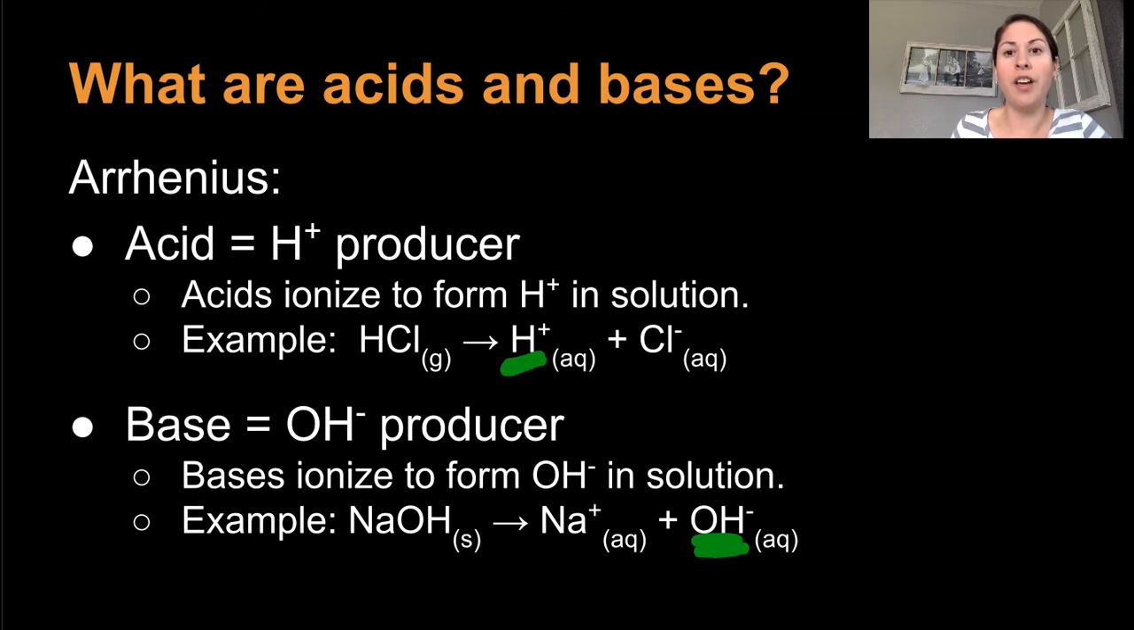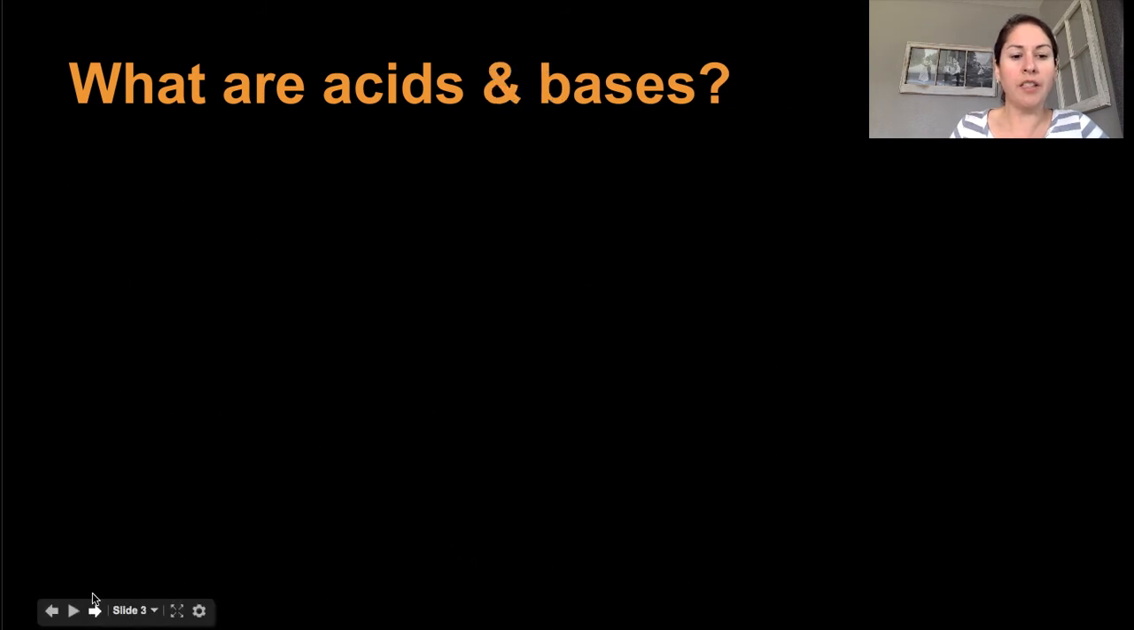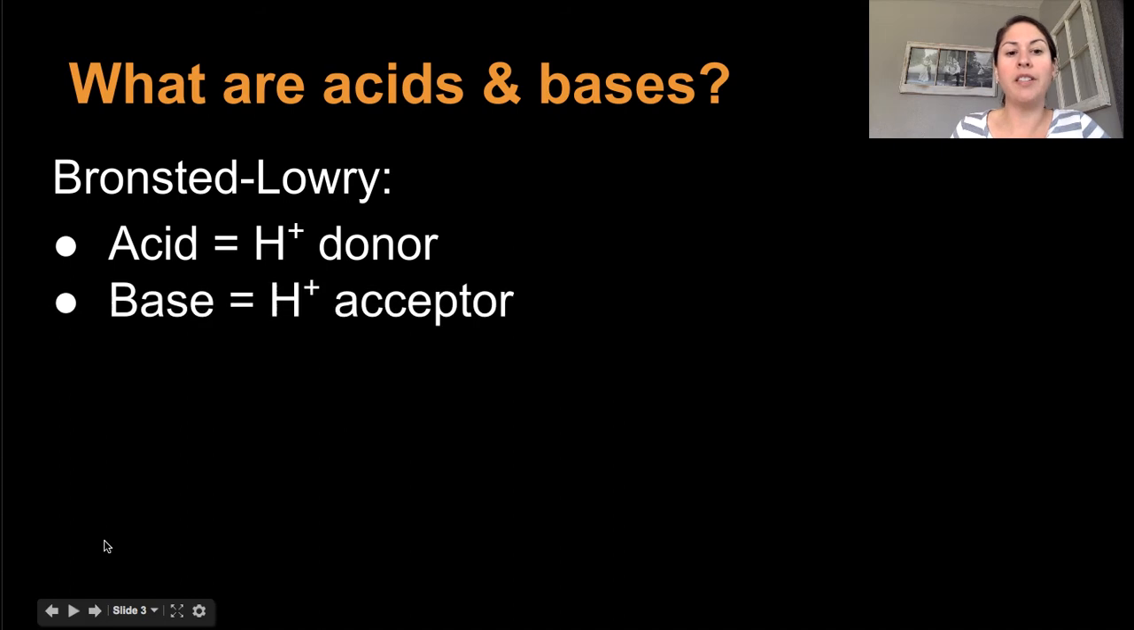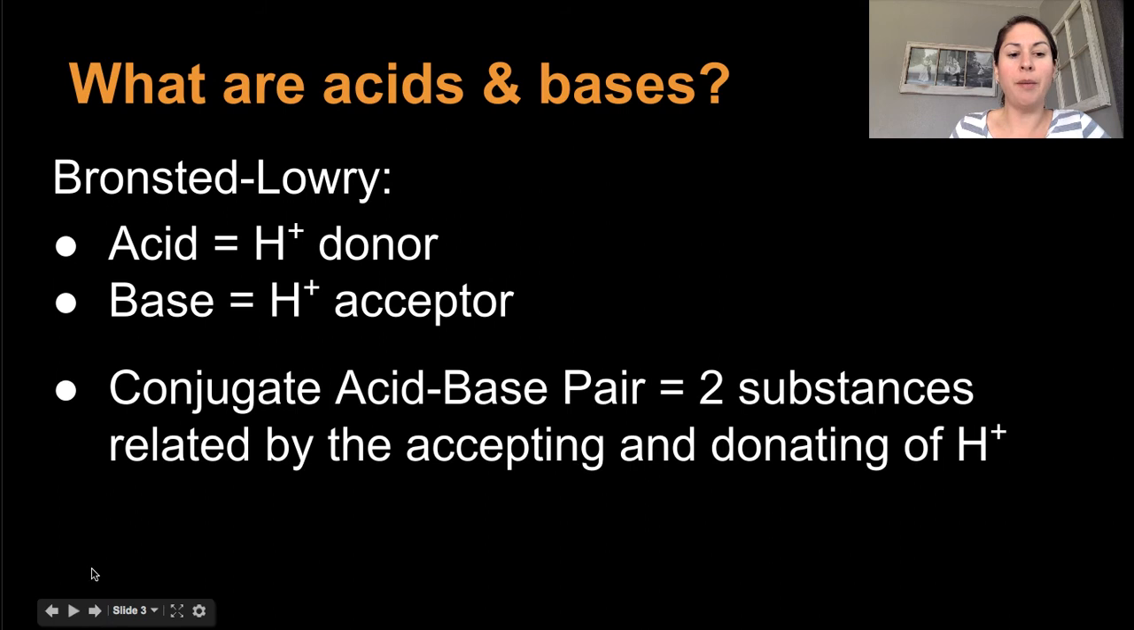And so we have another definition that we're going to take a look at, and that's going to be the Bronsted-Lowry definition. According to Bronsted-Lowry, acids are hydrogen ion donors and bases are hydrogen ion acceptors. And so what we end up with is something called a conjugate acid-base pair. This is where we have two substances that are related by the accepting and donating of hydrogen ions.